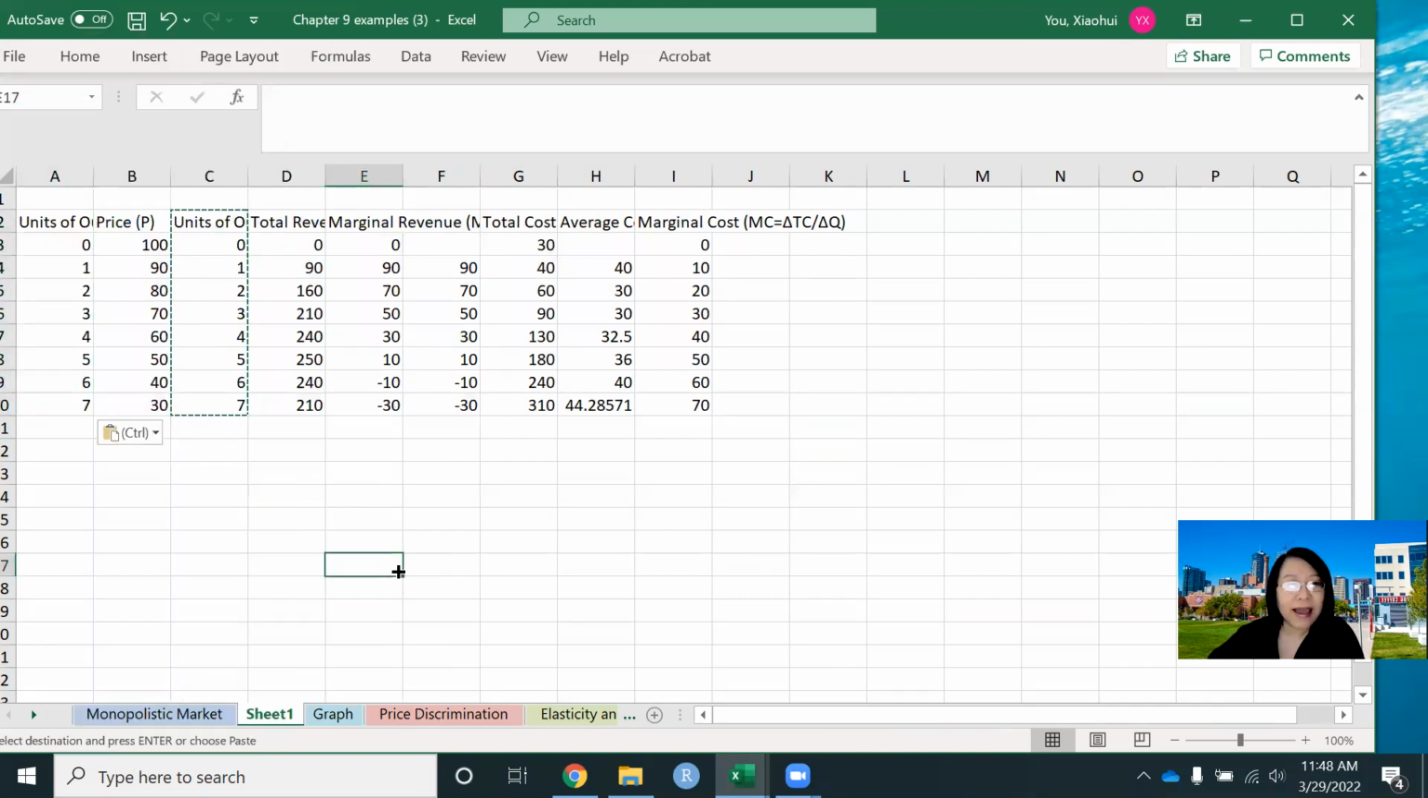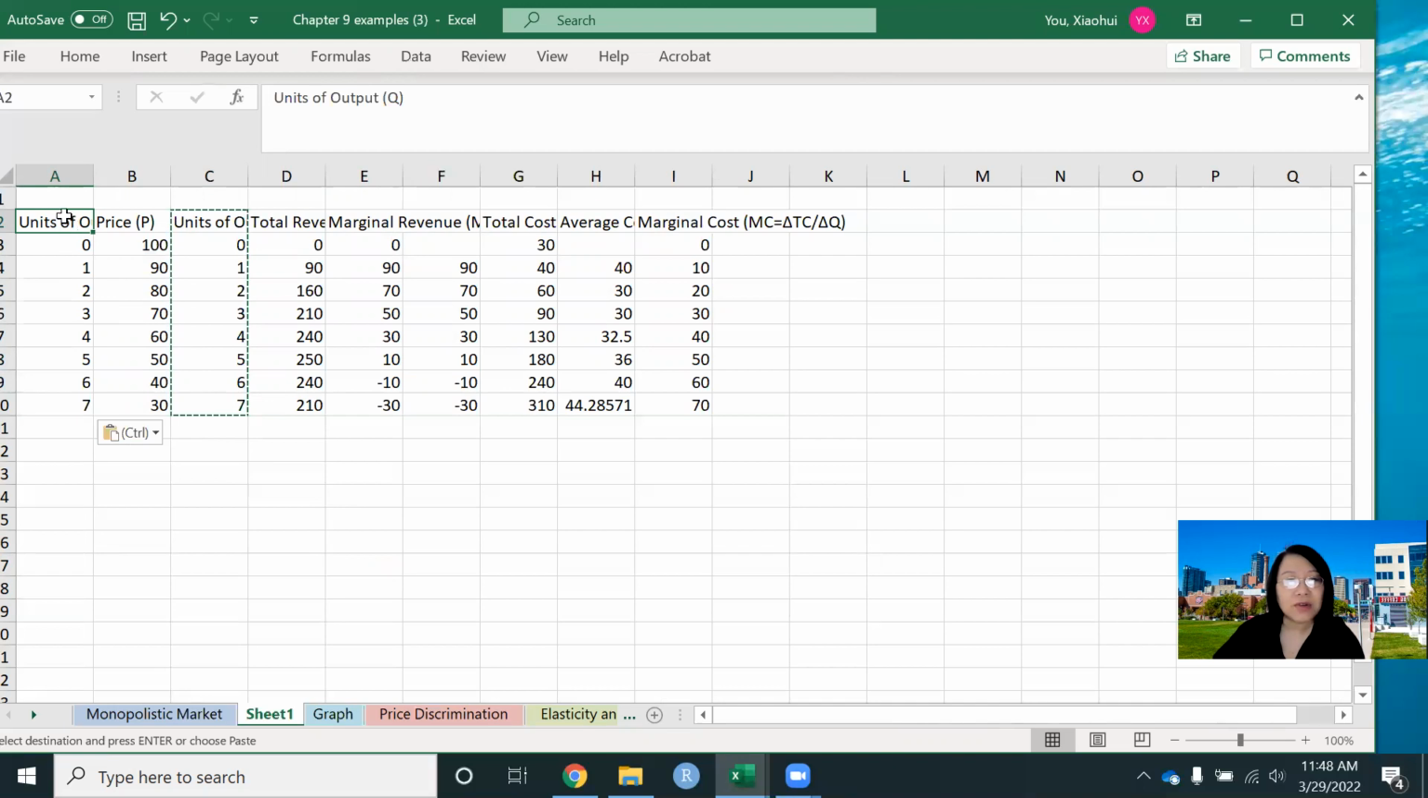Move here. Why? Because we want quantity to be the horizontal axis, the x-axis. So that's why we leave this column for quantity. And also remember, as long as you want one series to be the x-axis, you need to remove the title. The easy way: just remove the title.